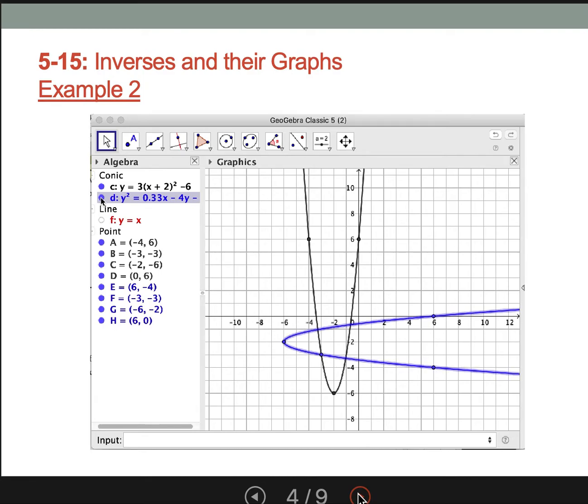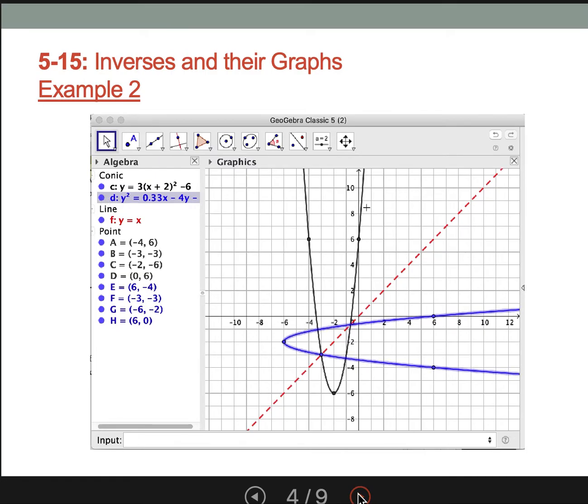Like I said before, they are reflections of each other. They are reflections over this line. So if you fold this original parabola over this line, you get this sideways parabola.